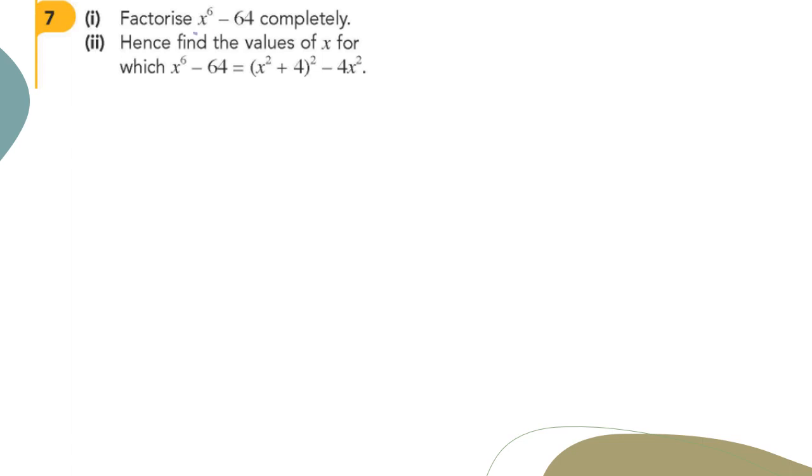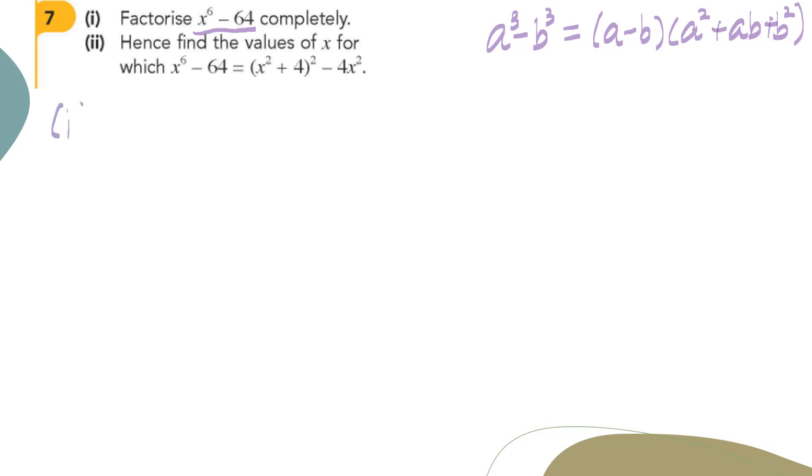Alright, for part 1 we will need to apply the difference of cubes. So let's write down the formula to factorize a cubed minus b cubed. That will give us a minus b, and then a squared plus ab, then plus b squared. Okay, minus minus plus plus. Right, let's look at part 1.